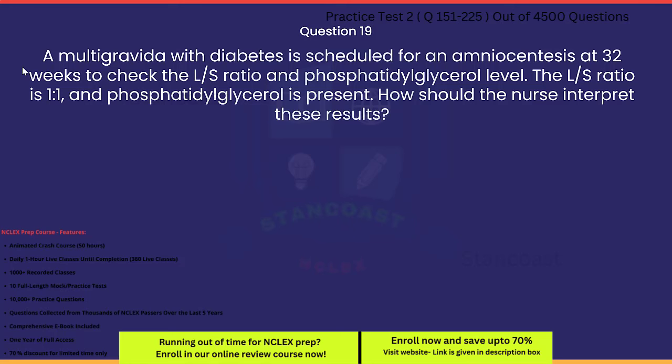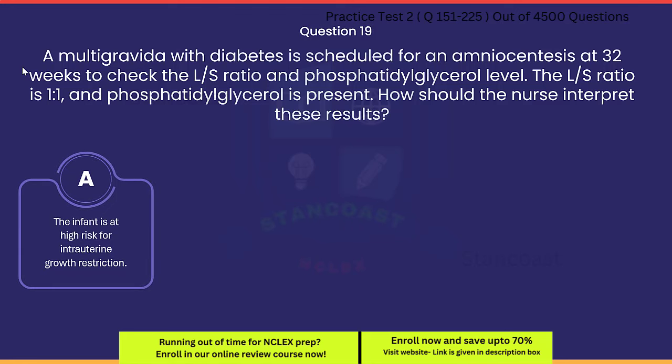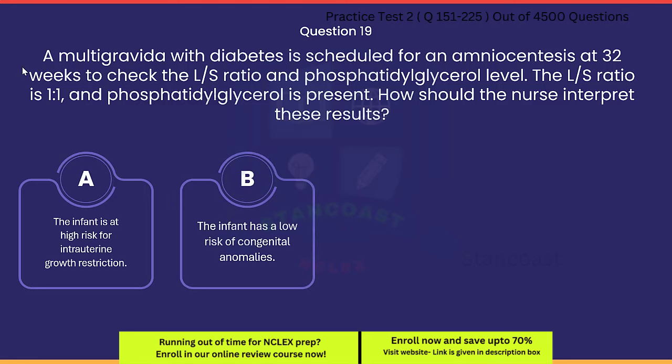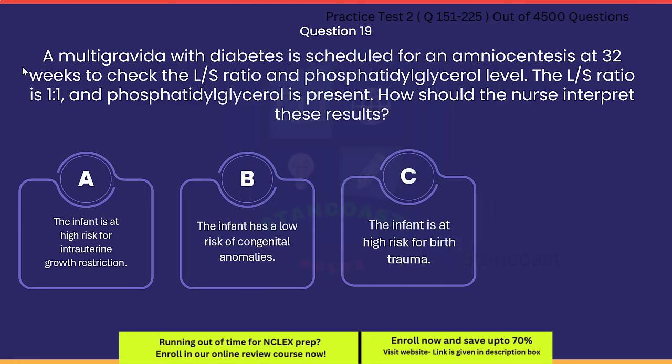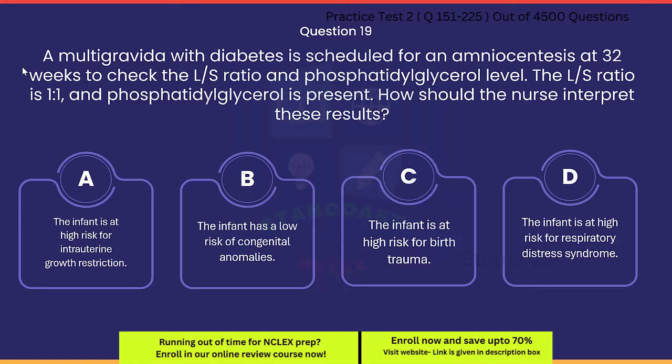A multigravida with diabetes is scheduled for an amniocentesis at 32 weeks to check the lecithin-sphingomyelin ratio and phosphatidylglycerol level. The lecithin-sphingomyelin ratio is 1:1, and phosphatidylglycerol is present. How should the nurse interpret these results? A. The infant is at high risk for intrauterine growth restriction. B. The infant has a low risk of congenital anomalies. C. The infant is at high risk for birth trauma. D. The infant is at high risk for respiratory distress syndrome. Think about the significance of the lecithin-sphingomyelin ratio in fetal lung maturity.